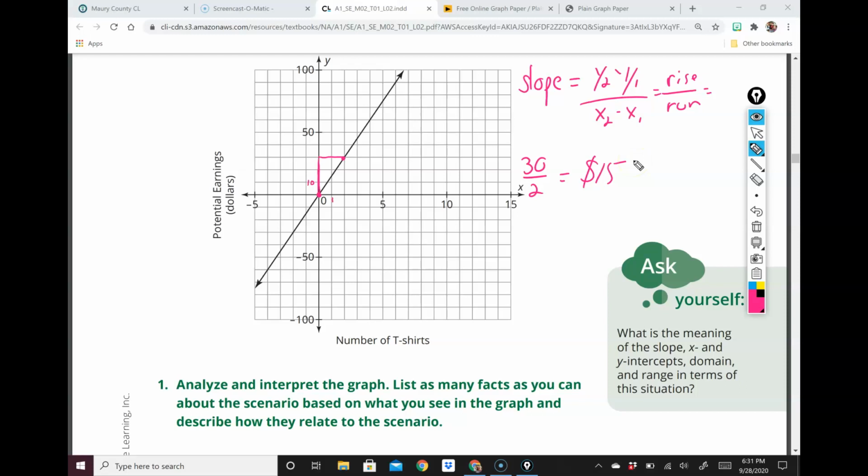So that's going to be a $15 rate. So she's going to make $15 on every shirt. So if she sells 2 shirts, she's going to make $30. So here's 2, and that crosses at 30. If she sells 2 shirts, she's going to make 30. If she sells 4 shirts, she's going to make $60.